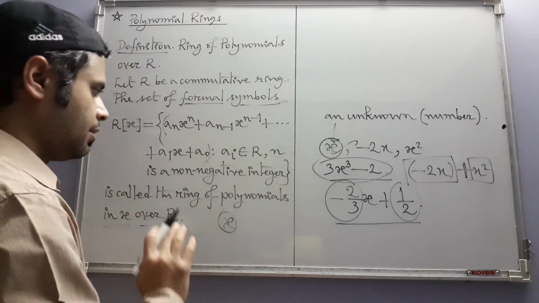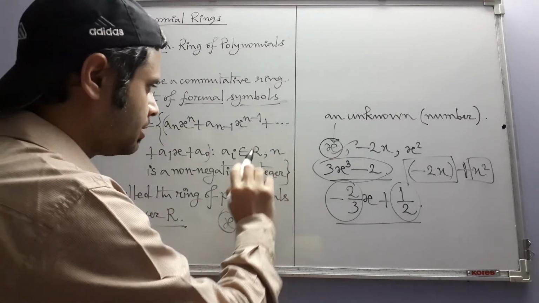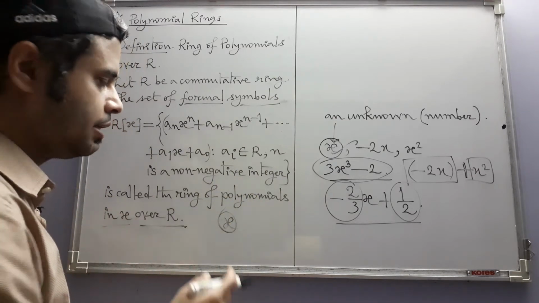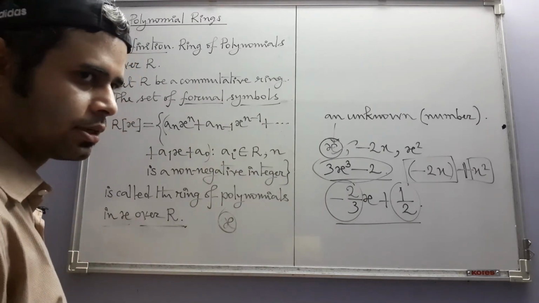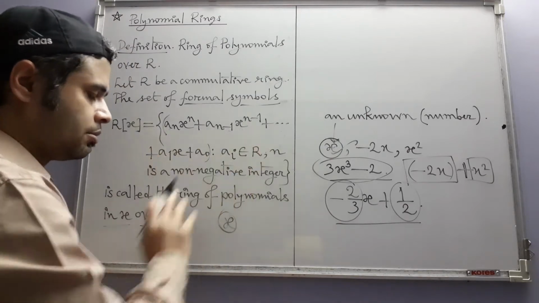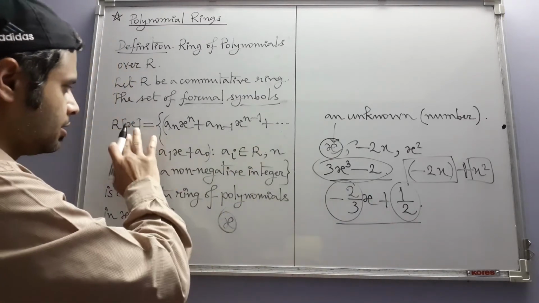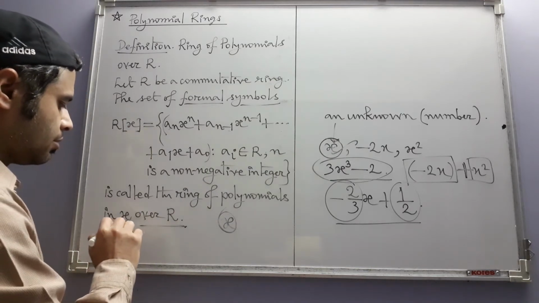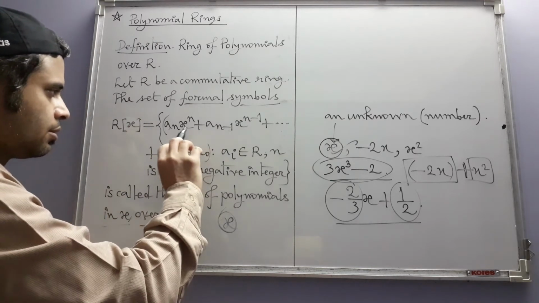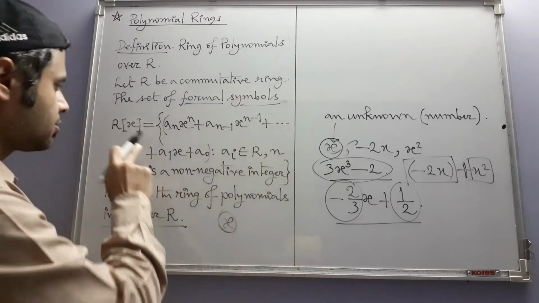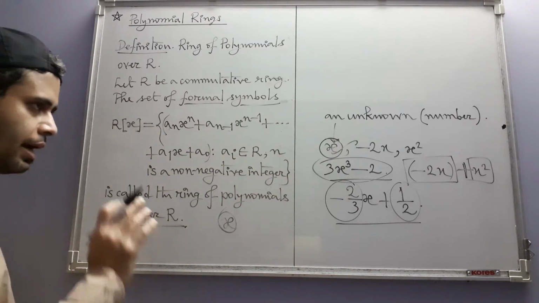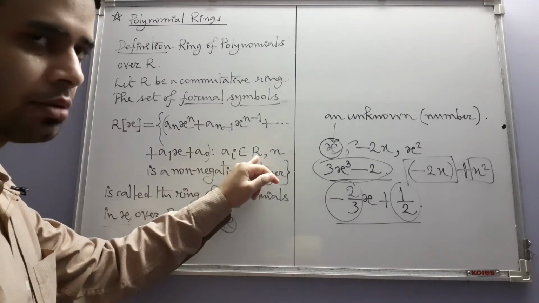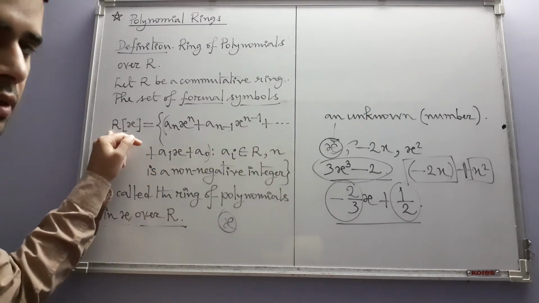That is one thing. Another thing is, after choosing n, you can choose these coefficients to be any ring elements. Okay, that's how you get all the formal symbols in this set. To represent the fact that the symbol x that we have here is actually x, we write x here, and to represent the fact that the coefficients are coming from R, we write R here.